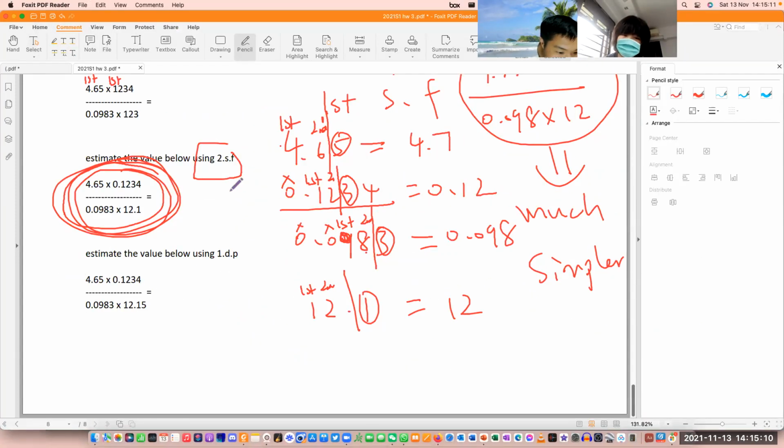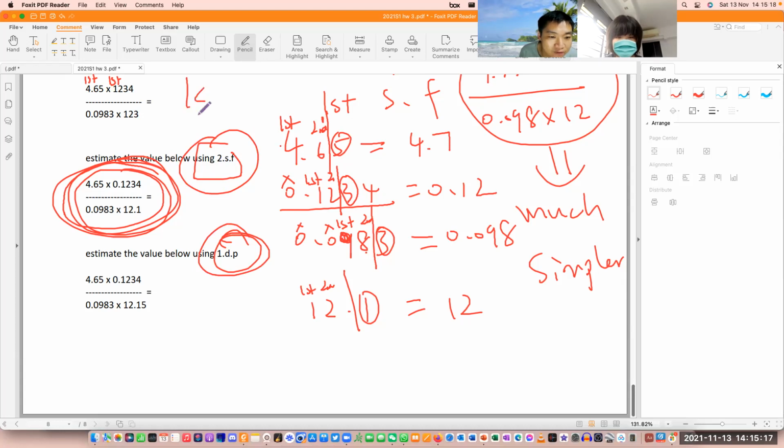So over here is one decimal place. You ask me what is the meaning of two significant figures, one decimal place, or one significant figure? In fact, they are just ways for you to estimate.